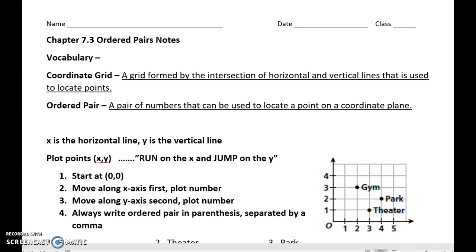Okay, welcome to 7.3, ordered pairs. I love doing coordinate grids. I think they're a lot of fun. They're almost like a little puzzle you're figuring out. So I think you're really going to enjoy today's lesson.